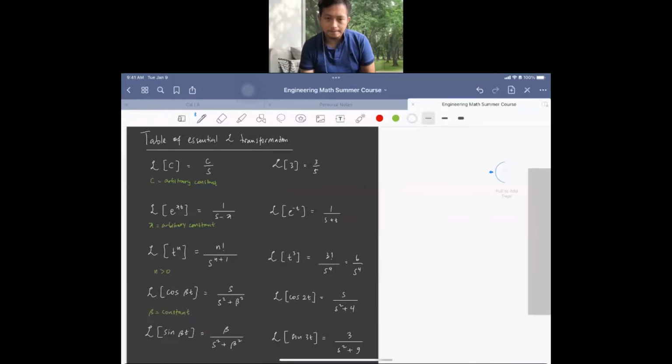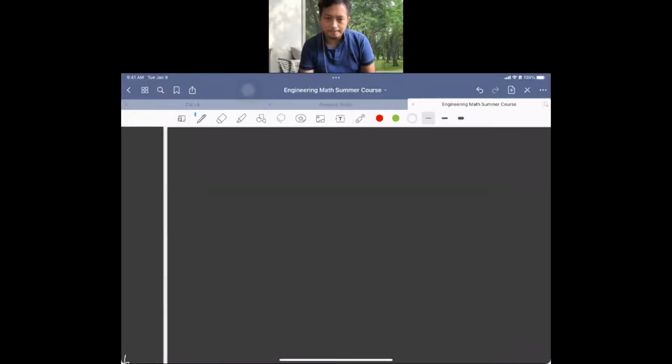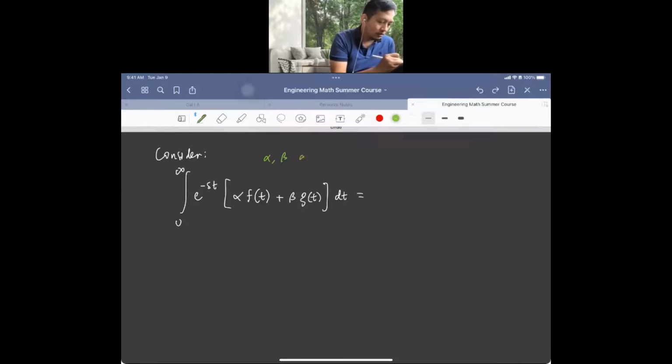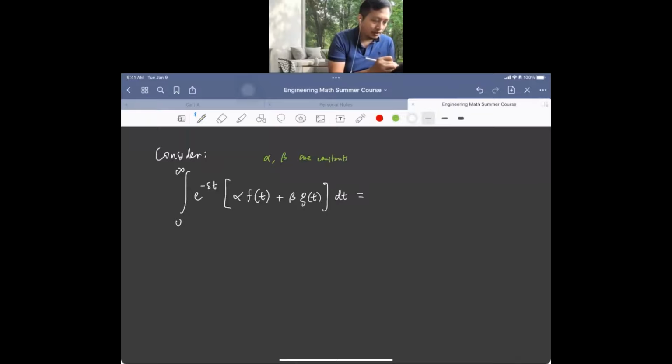Okay, let me give you one theorem on this Laplace that is essential. If you consider the Laplace of a function of t, let's say f, multiplied with a constant alpha, plus another constant beta and another function g. Remember, in integrations, we can split these integrals, right? And then we can factor out alpha and beta. So alpha and beta are constants, so alpha goes outside and is multiplied with this integral, and plus another integral.